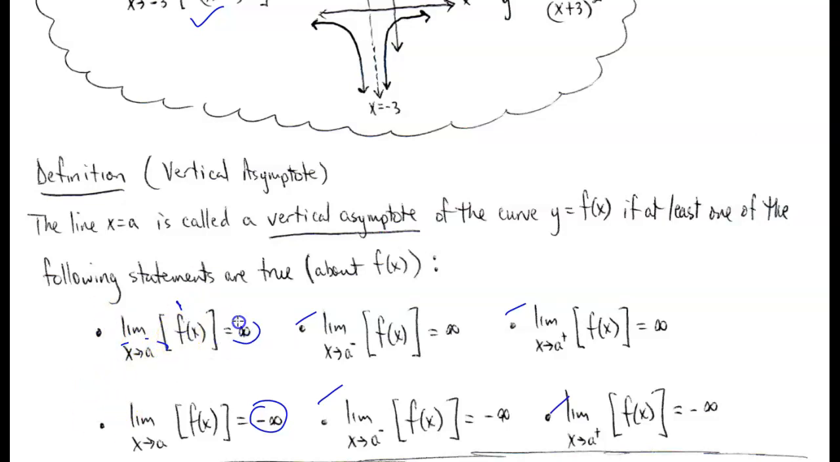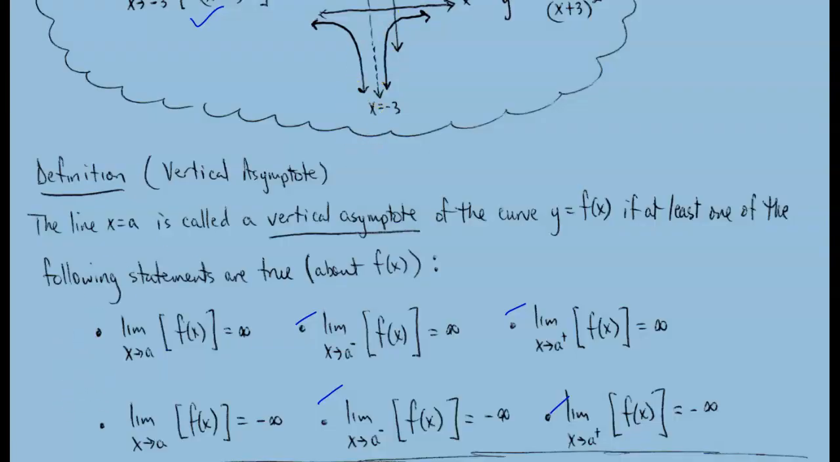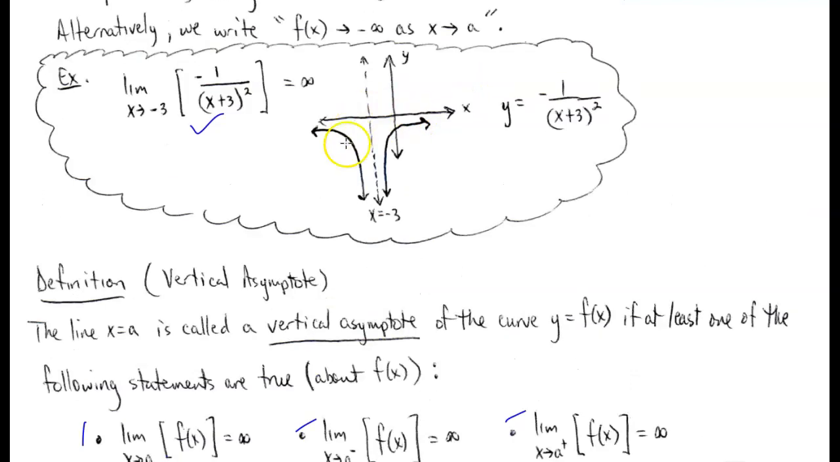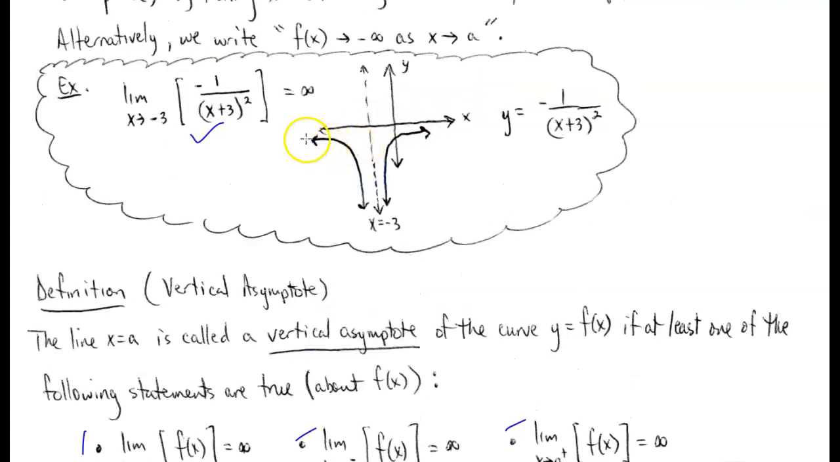So if we look here, I'm going to erase this so that you can see everything clearly. If we look at 1 and 2, these are the situation that looks a lot like this example here, where we see that the behavior of this particular function as x approaches -3 from both the left and the right, it's going to go to negative infinity.